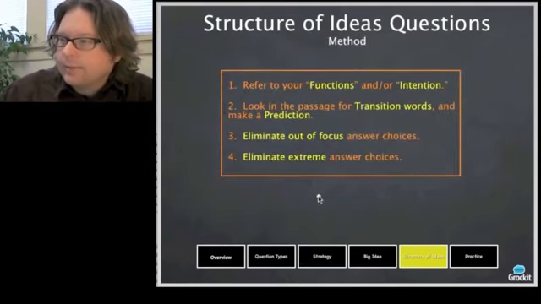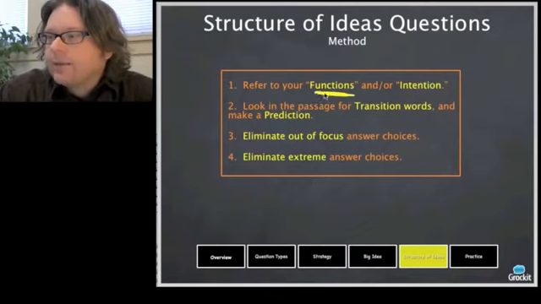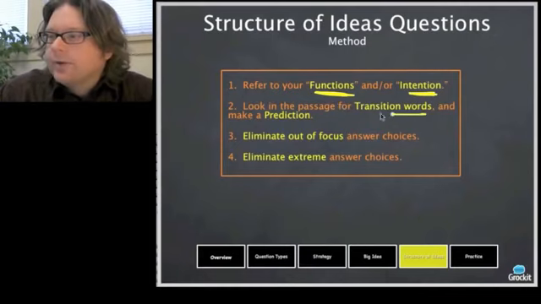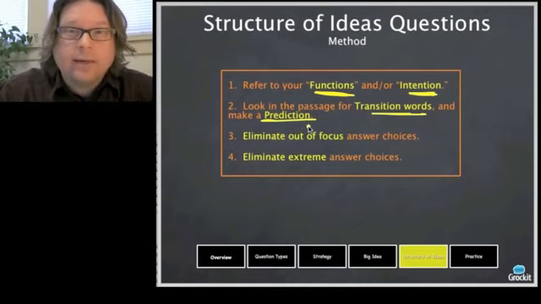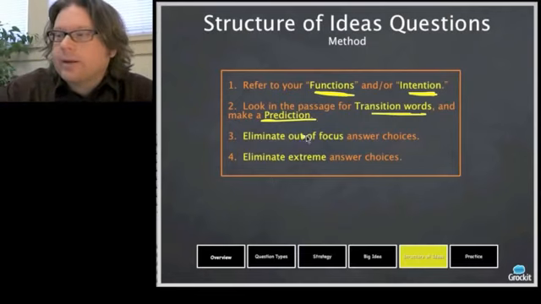All right, so your method. Depending on what the question is asking, you may have to refer back to the functions of individual paragraphs or your intention, which was what the author's goal was. You're looking for transition words and making a prediction. As always, go into the answer choices with a prediction. It's easier to spot wrong answers. Even if your prediction is kind of fuzzy and vague, it's better than going in with nothing.